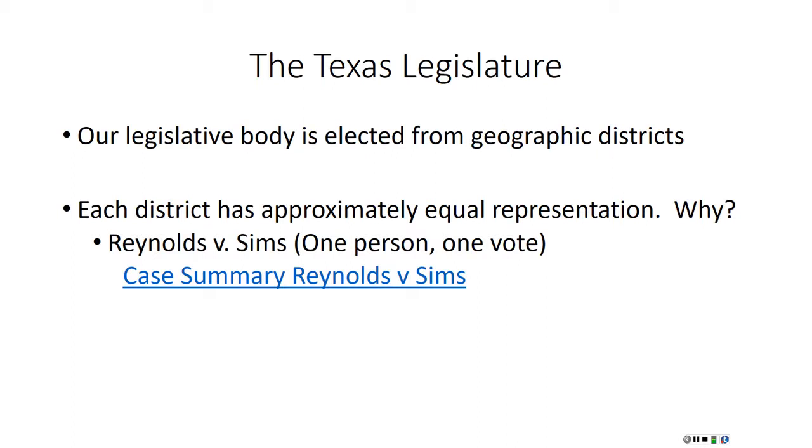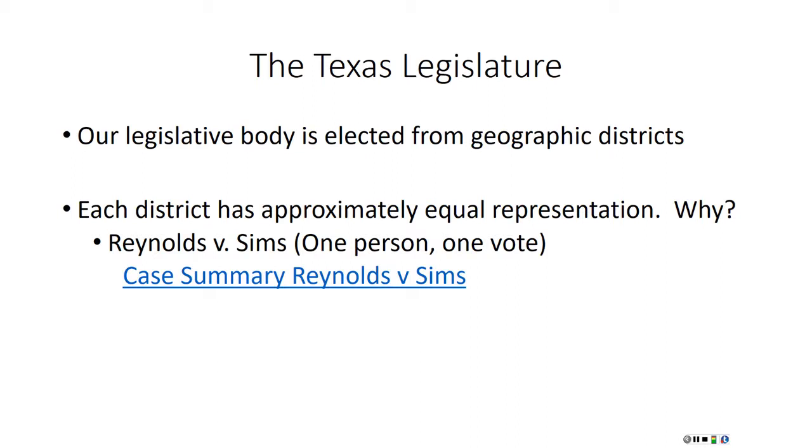Do these 6 people's votes count more than the 24 votes? Yes, it does. This is what we are trying to avoid with Reynolds versus Sims. So we want every district to have approximately the same number of people.